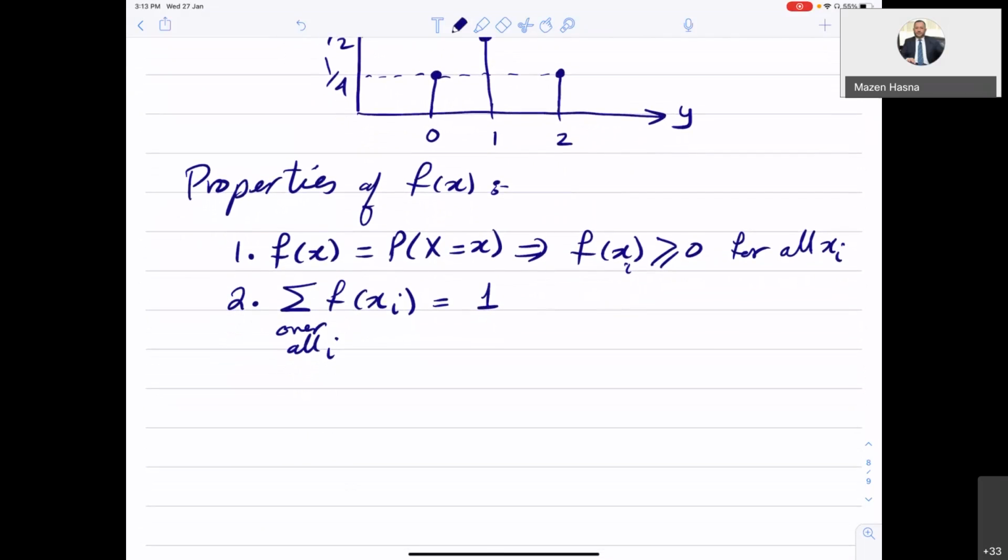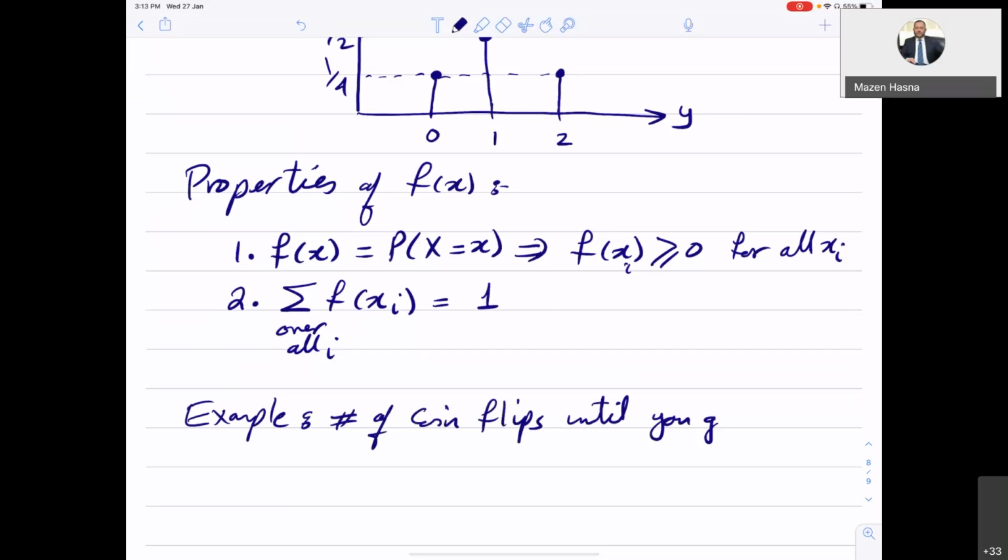Let me, probably, I have 1 minute or so. You can think of other examples. For example, this random variable. Define your random variable: number of coin flips until you get a head.